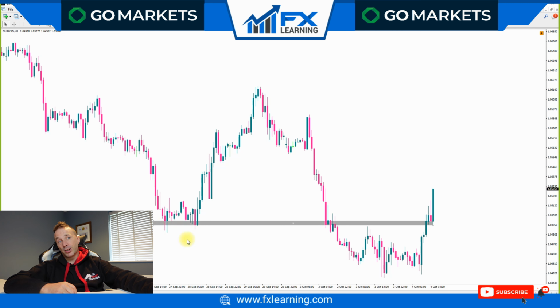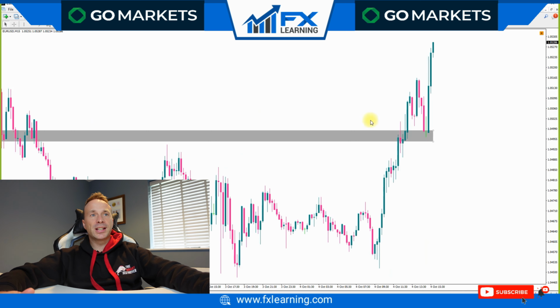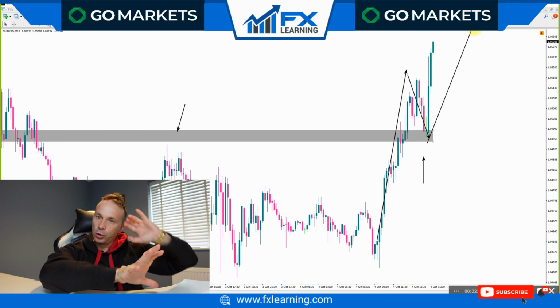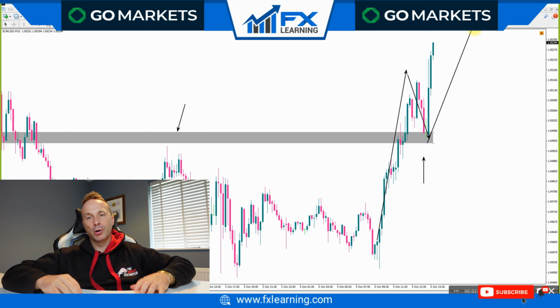There you go. Basically, we can see we have a nice little break and retouch. Look at that. Buy with the trend. Support and resistance. As you can see here, if I go to the 15-minute charts, you can see that perfect break and retouch there. Obviously, you've got your resistance area here. Break, retouch, buy with the trend. Mogwai signal, 1 minute time frame. Makes perfect sense, right? It's really simple.